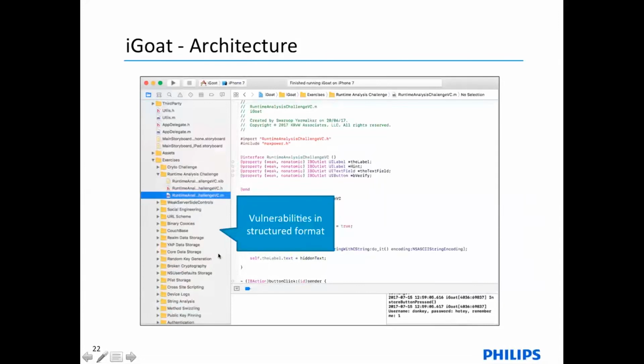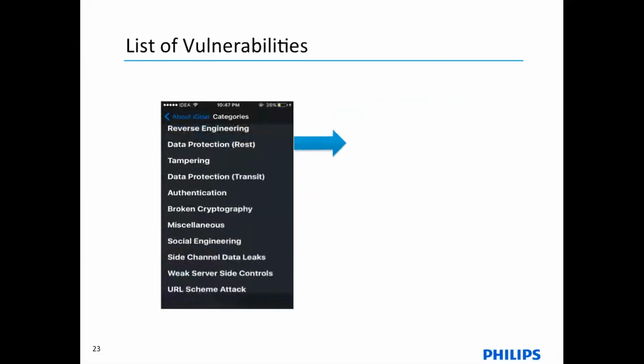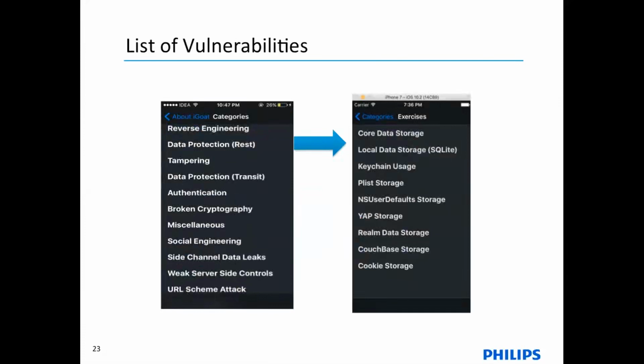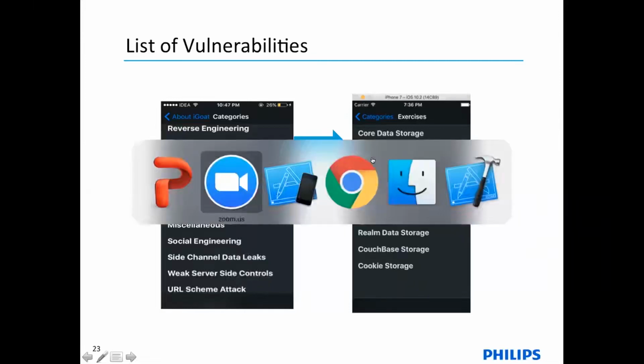So if you are a newbie or not an iOS developer, and you still want to learn, you can just start the Xcode project. You can pick any of the vulnerabilities you want to study and check the code written inside that particular challenge. So it's as easy as it looks. Currently we have tons of vulnerabilities for your study. You can have reverse engineering, data protection at rest, and all. If you select any of the categories, we have other subcategories as well.